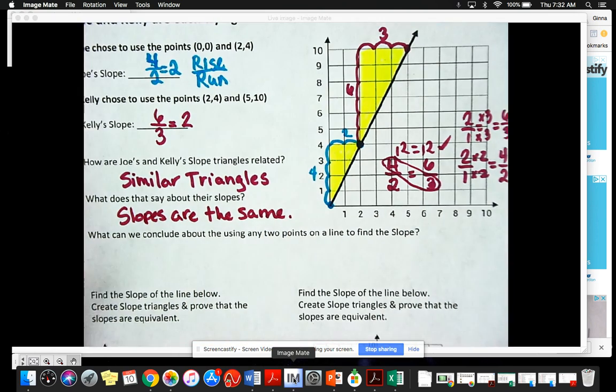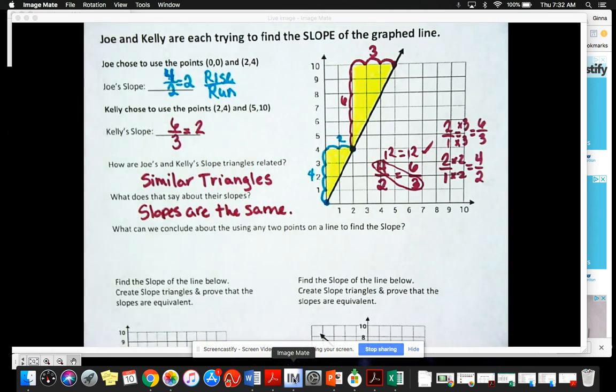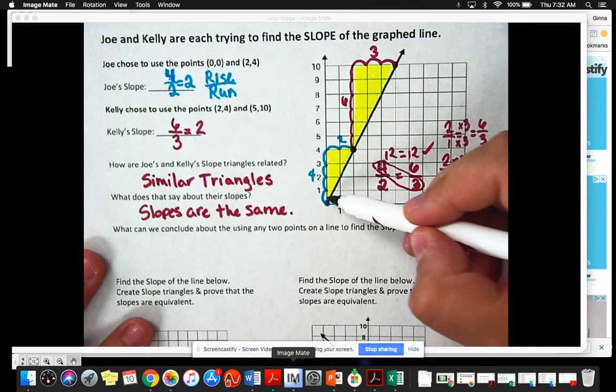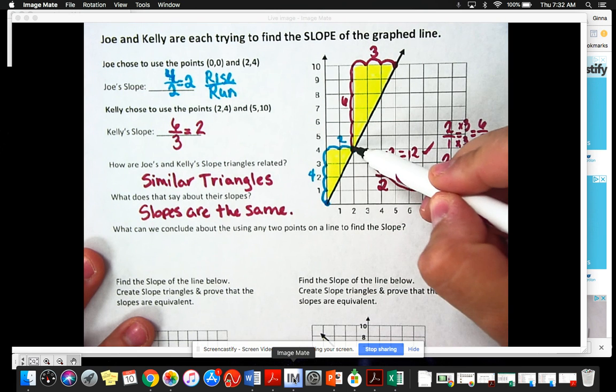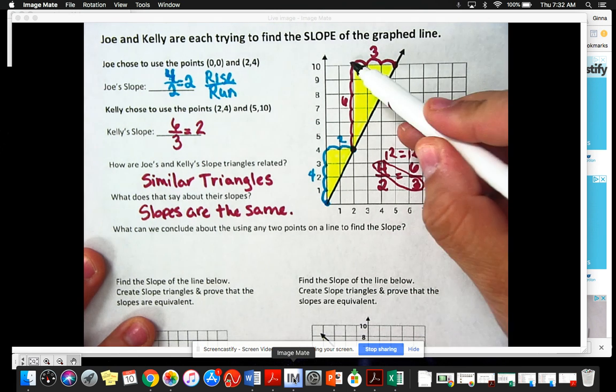In this particular unit, all you've got to do is make sure you understand that any two triangles, well, it answers the next question. What can we conclude about using any 2 points on the line to find the slope? Basically, any 2 points on the same line will give you the same slope. So it doesn't matter if you take a shorter version and just go up 4 and over 2. It doesn't matter if you go up 6 and over 3.